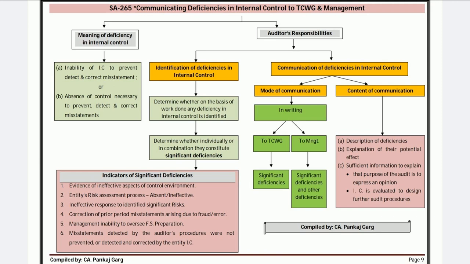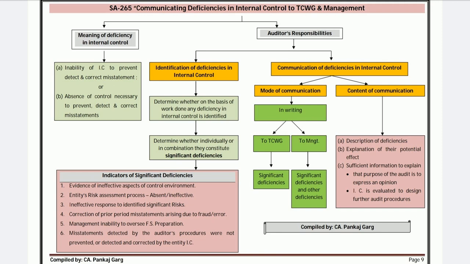Auditor's responsibility again related to communication of deficiencies in internal control. What should be the mode of communication? In writing. The mode of communication for communicating the internal control deficiency should be in writing to TCWG and to management. To TCWG, we are required to communicate significant deficiencies, and to management, we are required to communicate all the significant deficiencies and other deficiencies also.